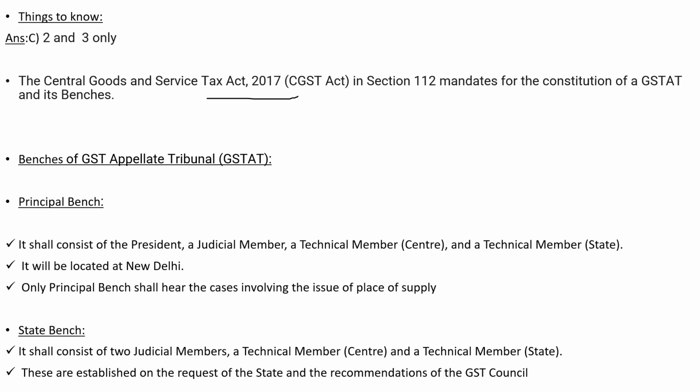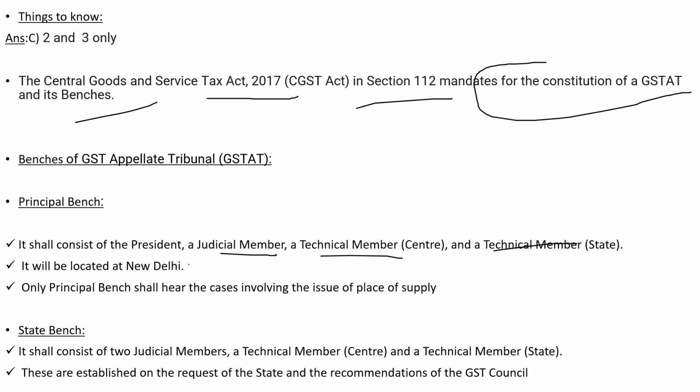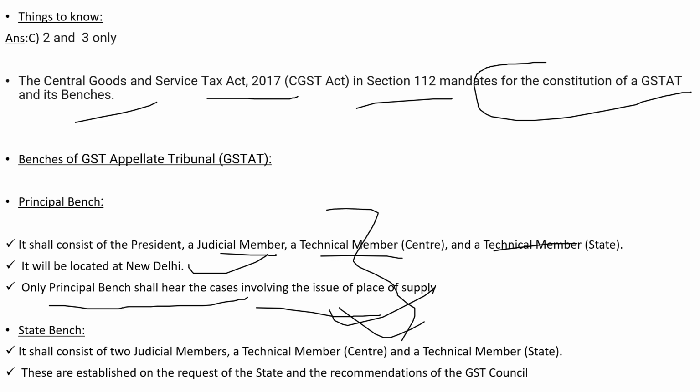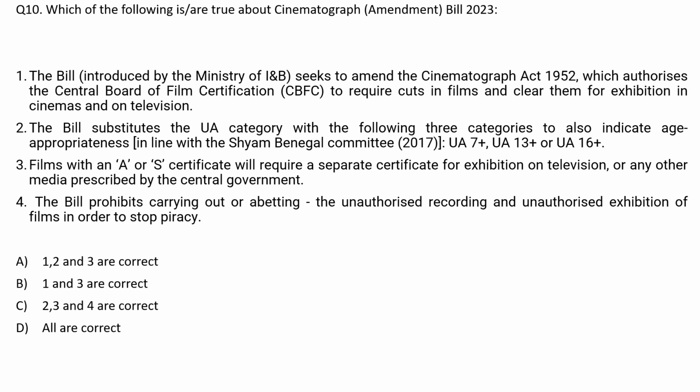So Central Goods and Service Tax Act 2017 in section 12 mandates the constitution of GST appellate tribunal and its benches. Principal bench consists of president, judicial member, technical member center, technical member state. Located in Delhi, the only principal bench shall hear the cases involving the issues of the places of supply. This is important. State bench consists of two judicial members, a technical member center, technical member state. These are established on the request of the state and the recommendation of GST Council.